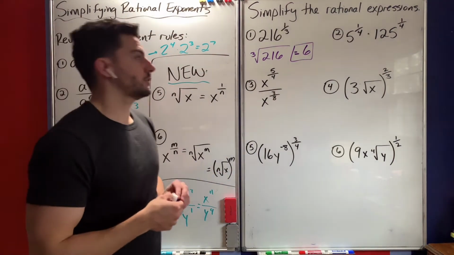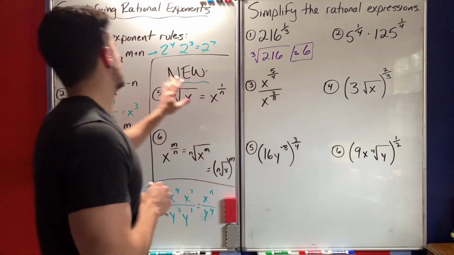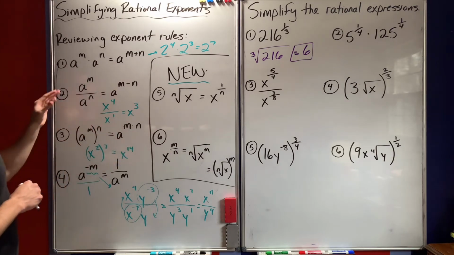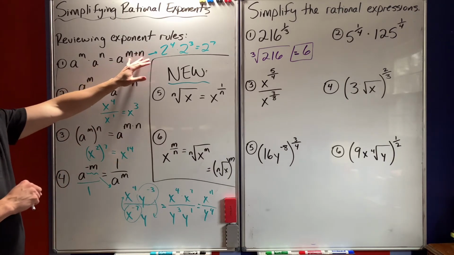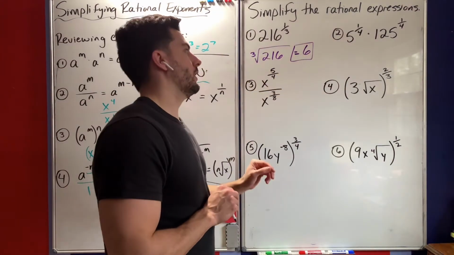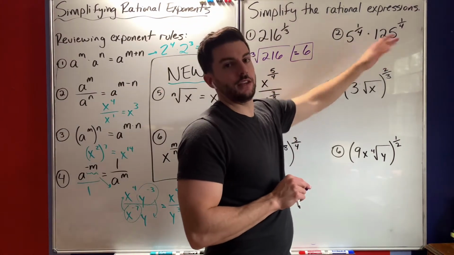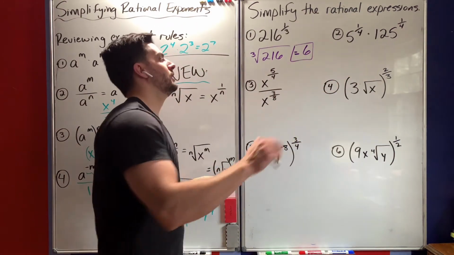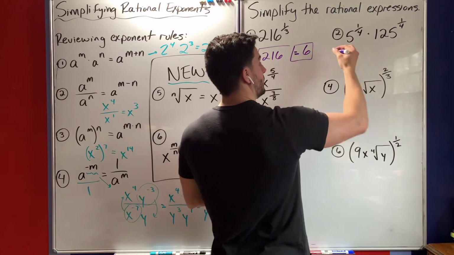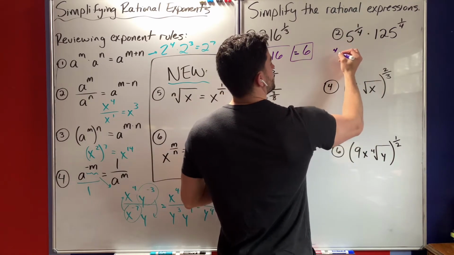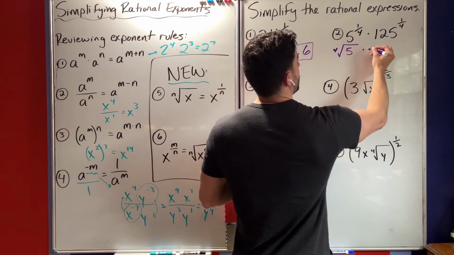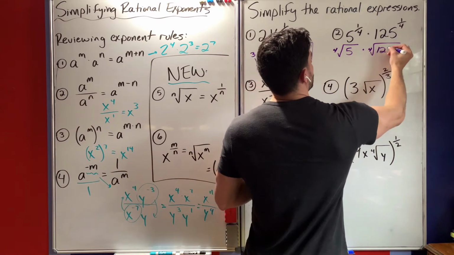Okay, now with number 2, again, we talked about this rule up here where if things have the same base, we are going to be able to add the exponents together. Number two doesn't have that. The bases are different, even though the exponents are the same. But because they're fractional exponents, I can apply a different rule that we learned earlier with radicals and say, okay, this is the fourth root of 5 times the fourth root of 125.